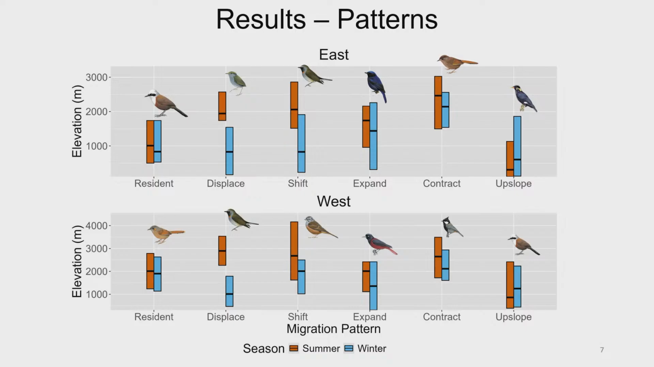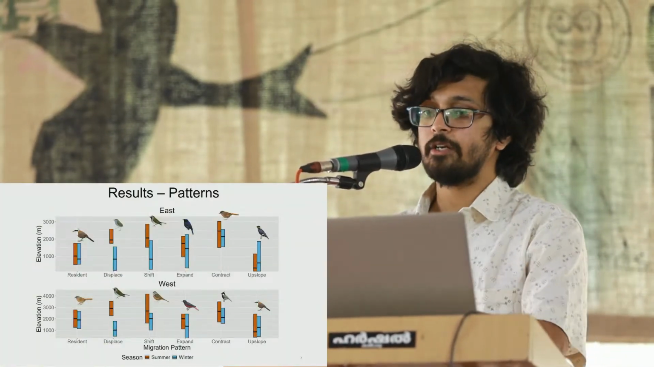Then we have something called shift migration, where there's some amount of overlap between the summer range and the winter range of the bird. So what could be happening is birds at the top are moving down and the birds in the middle aren't really moving, or it could be that the birds at the top are moving down and the birds in the middle are moving further down. We don't know what exactly is happening at the population level, but at the species level, this is what the pattern looks like.